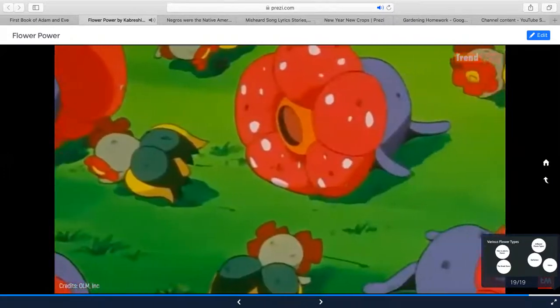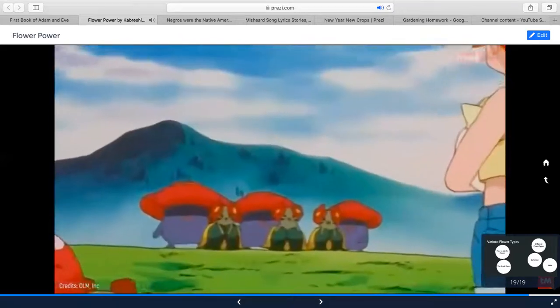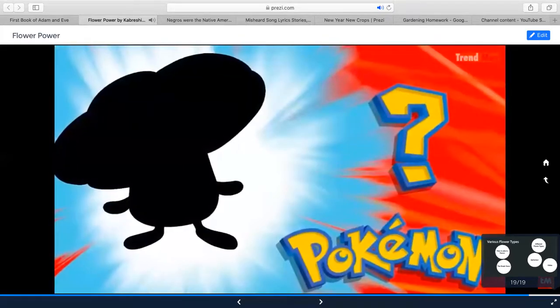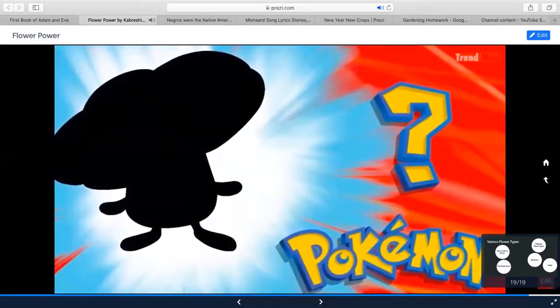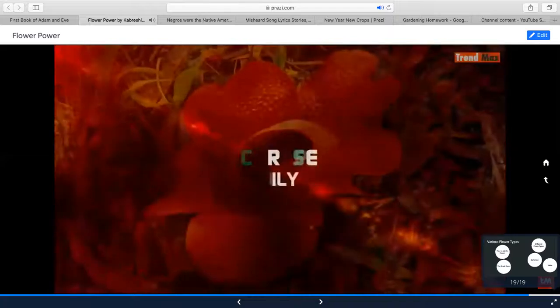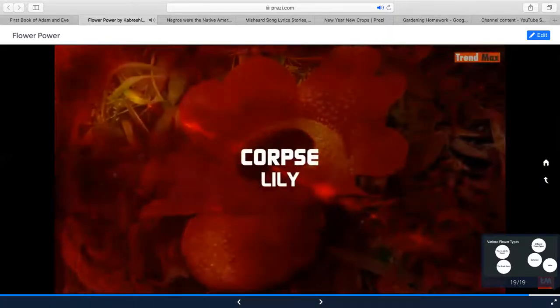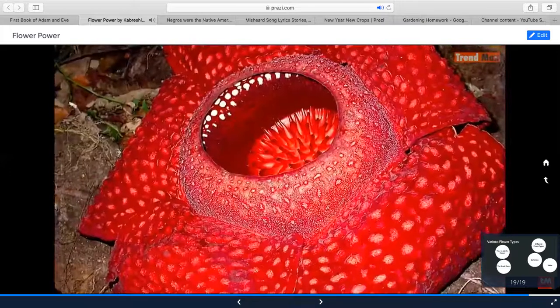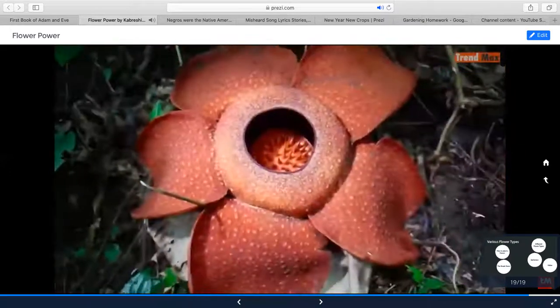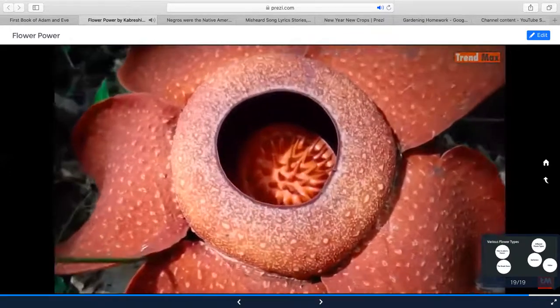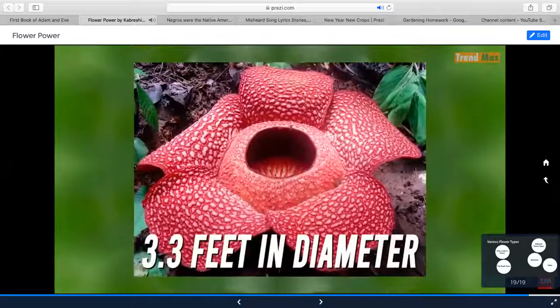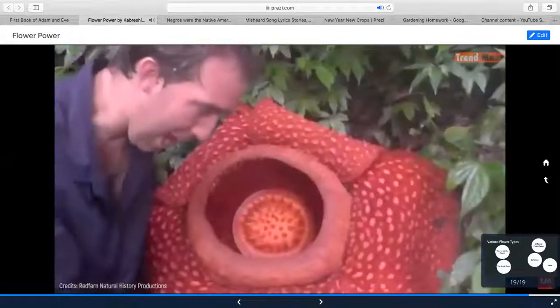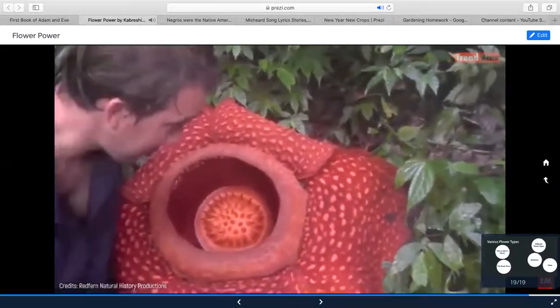And now you will know a flower that seems to be taken from Pallet Town. Who's that Pokemon? It's Corpse Lily. What, is it Vileplume? No, it's the Corpse Lily, the largest individual flower worldwide since it can measure up to 3.3 feet in diameter. Wow! Look at the size of this flower!